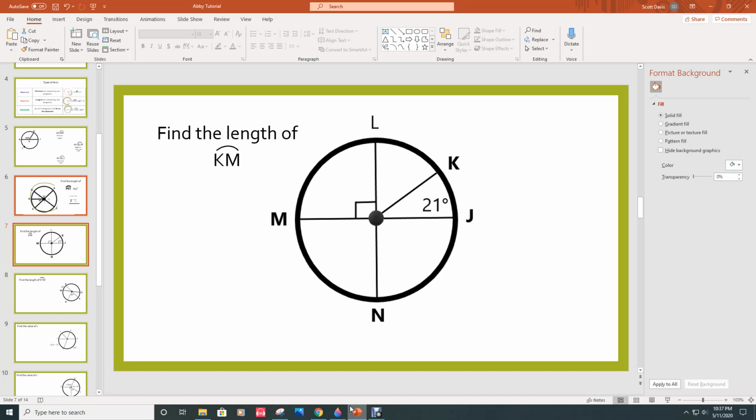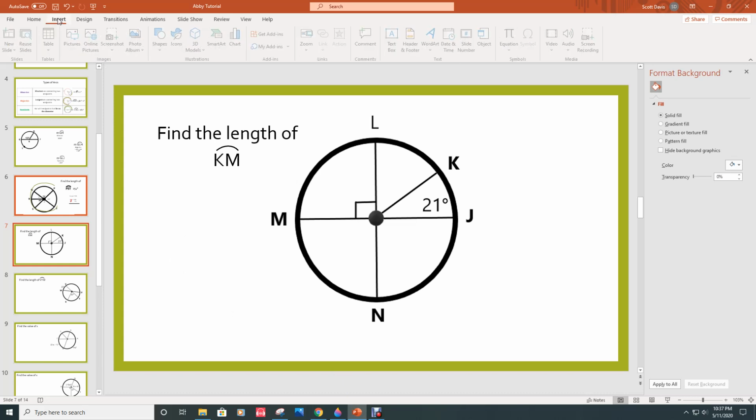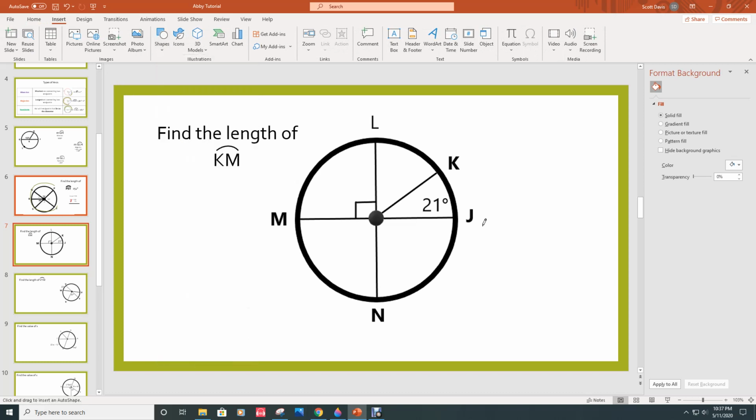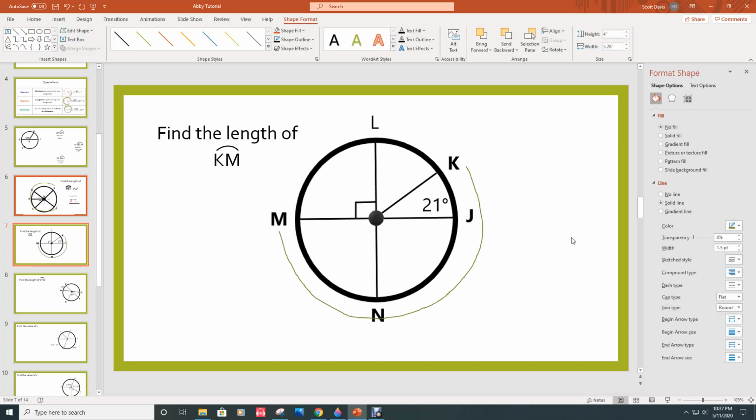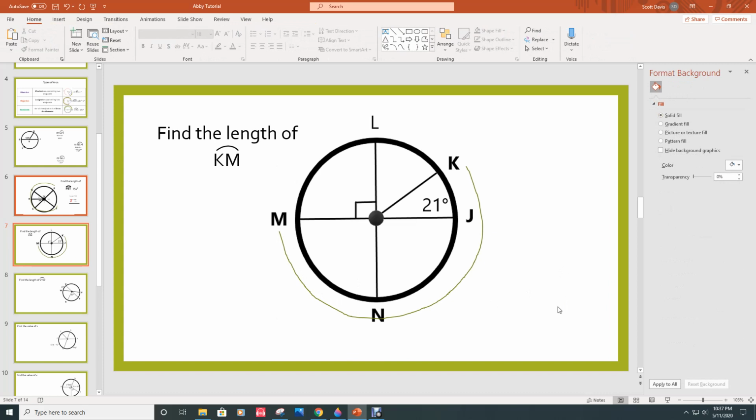Next problem is asking us to find the length of KM. Like we've been saying, so we don't cross through that circle, let's follow exactly what it wants us to find. We're going to be looking for KM's arc length. This is going to be a major arc because it's not a semicircle; if it was, it would have been J, N, M or J, K, L, M.